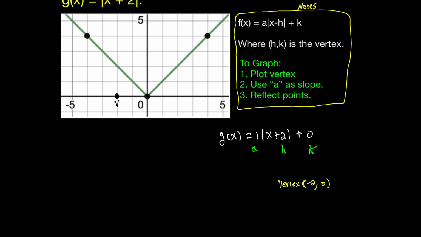And now, beginning at the vertex, I'm going to use this slope, which is 1. Since I don't have a denominator, I'm going to go up 1, to the right 1. And that's just going to give me all of the diagonals to my vertex here.